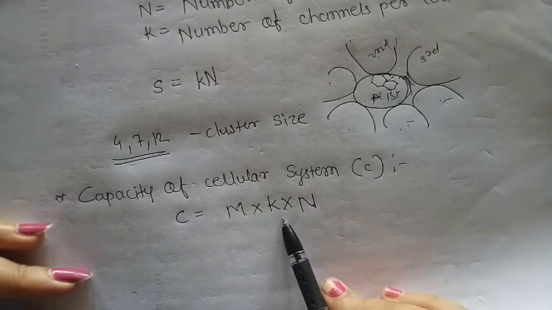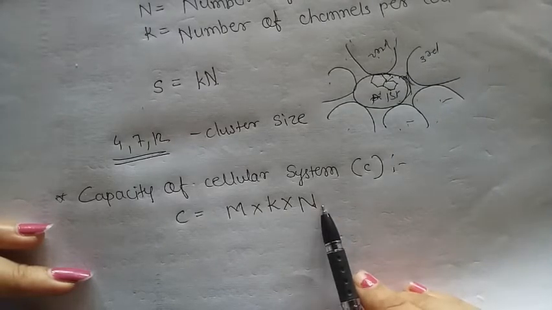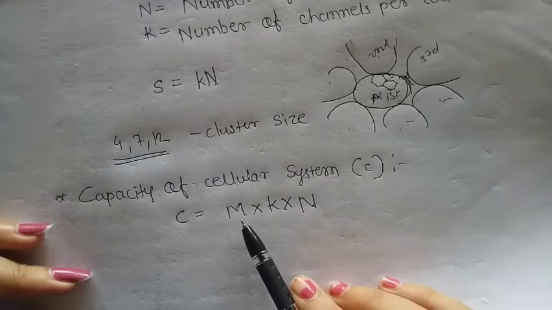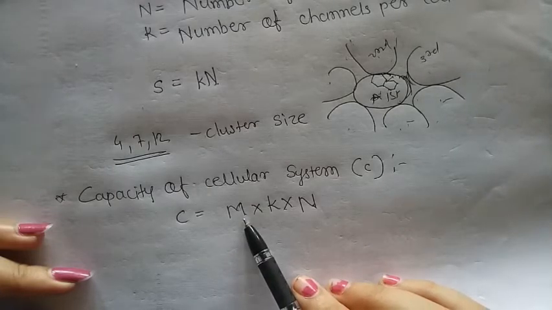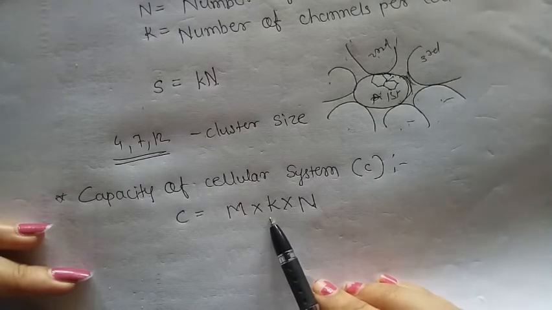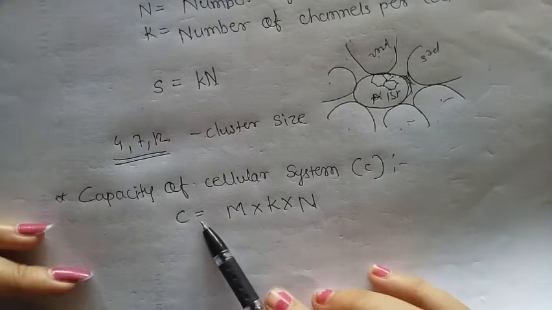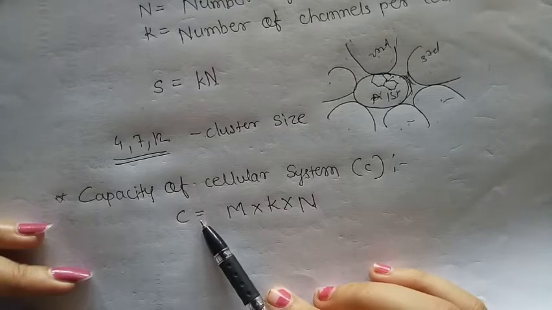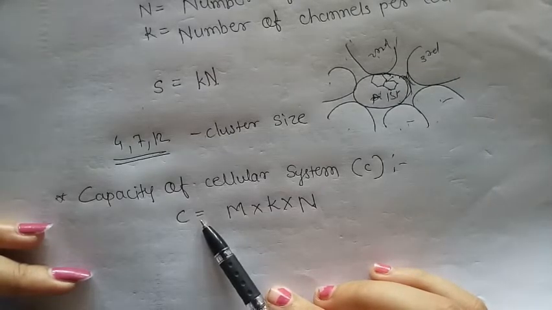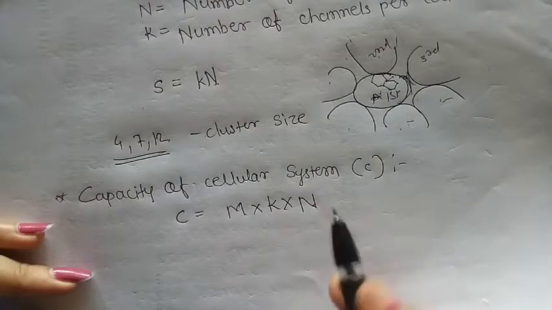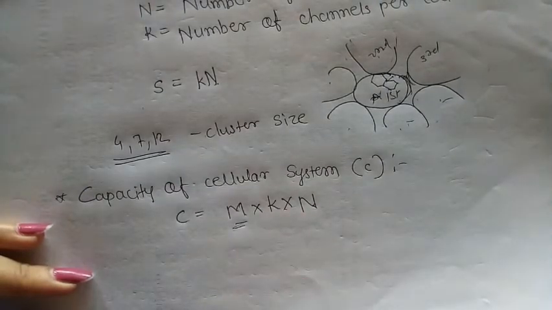K is the number of channels per cell, and N is the number of cells. The number of times the cluster is replicated, multiplied by the number of channels, multiplied by the number of cells, is the capacity of your cellular system. Thus, the channel capacity of a cellular system is directly proportional to the value of M, the number of times we replicate the cluster in the fixed service area.